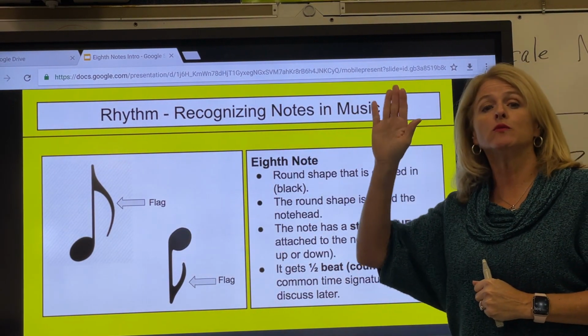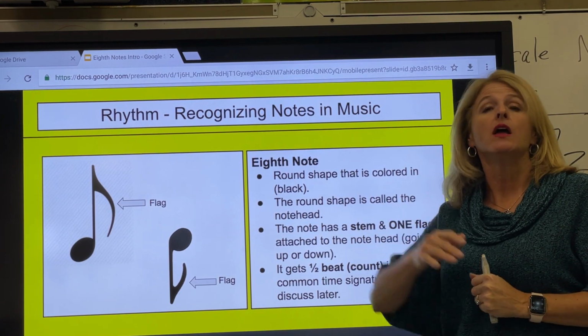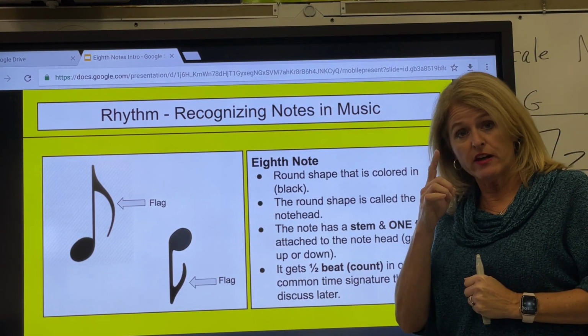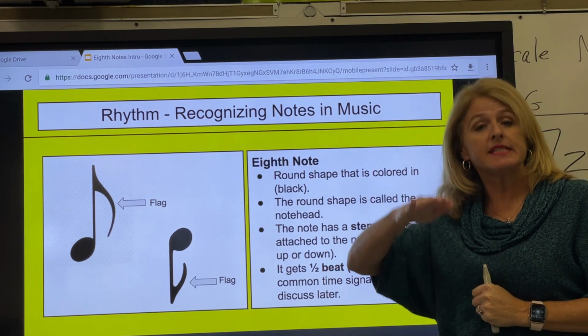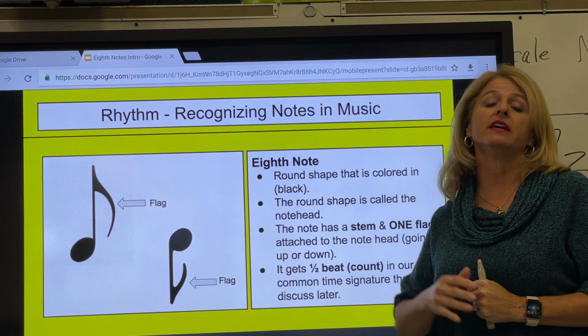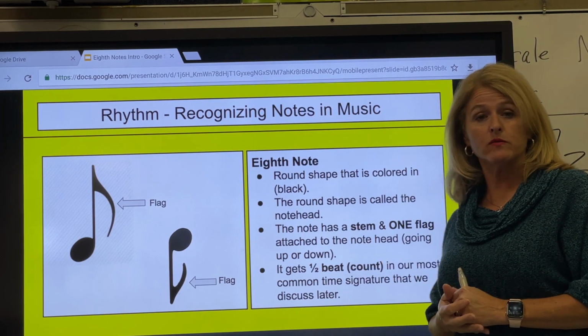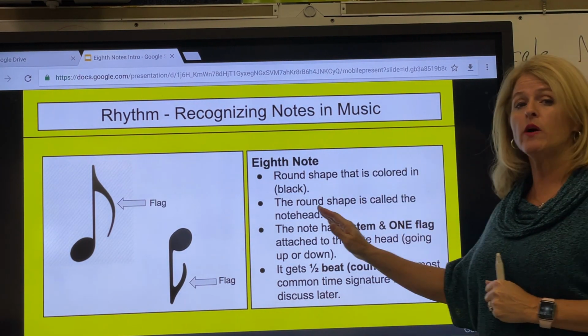So when your foot goes down, that's a half a count. When it's a quarter note, 1 full value, your foot goes down, up. When it's a half note, your foot goes down, up, and then that times 2 for your whole note. Okay, so an eighth note gets 1/2 a count.